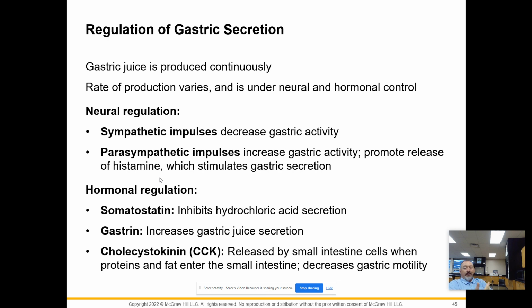Gastrin, its name is kind of handy. It's going to increase the amount of gastric secretions. So this is under direct parasympathetic control, which is really going to help the digestion in general.